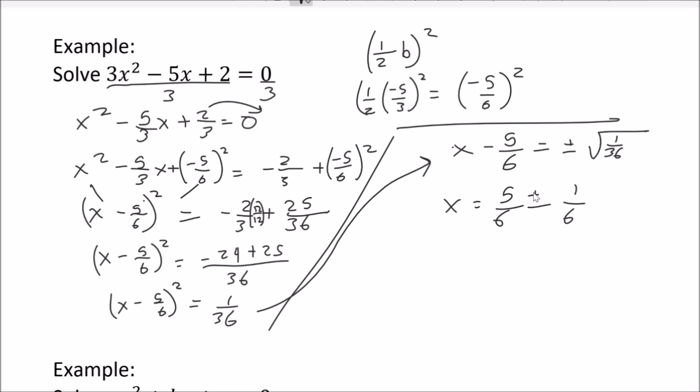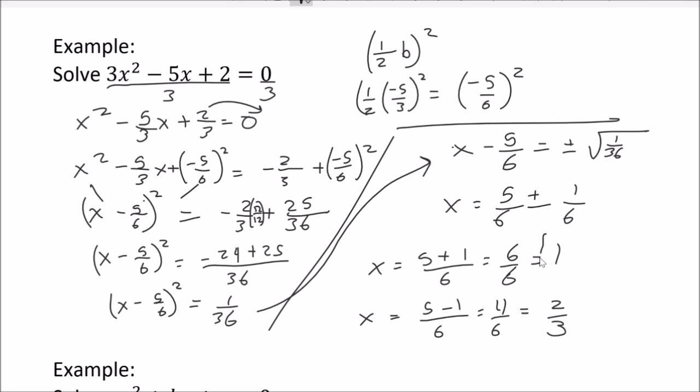So now this is a really good chance for us to practice using that plus minus symbol. So what we get is that x equals 5 plus 1 over 6, or x equals 5 minus 1 over 6. And we'll simplify those out. So this one turns into 6 over 6, or 1. And this one turns into 4 over 6, which is equivalent to 2/3. And those are the two solutions, the two values of x that make this equation true.